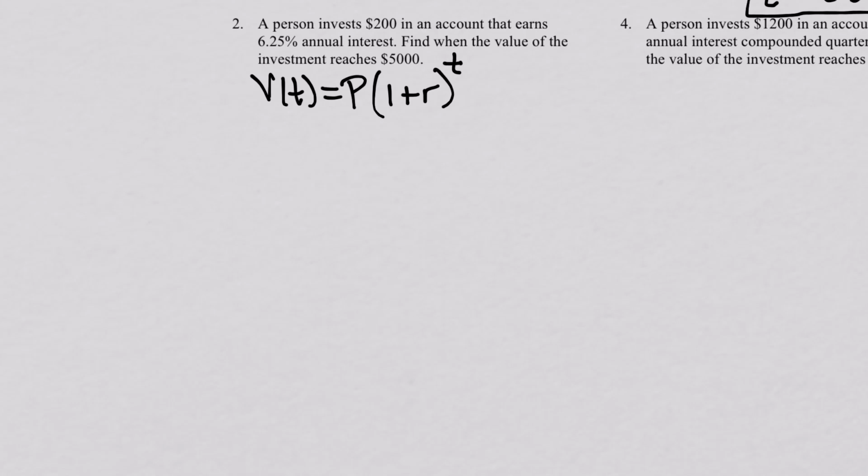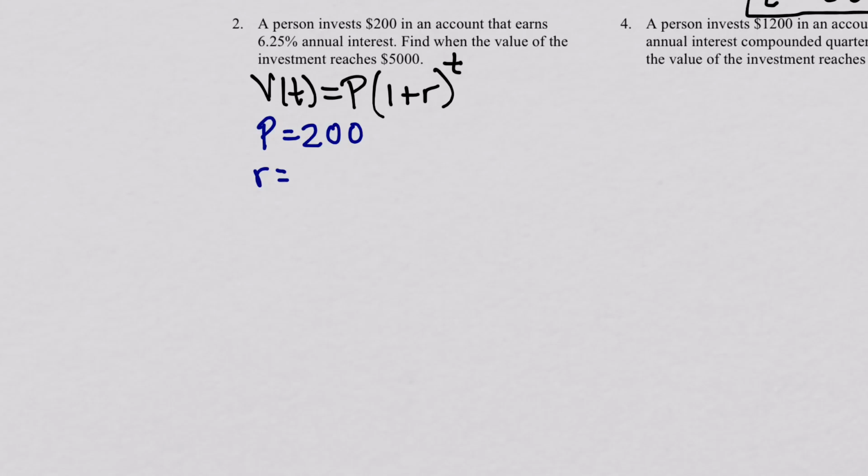I need to look at my problem and figure out all of the different variables that I have here. It says a person invests $200. That is the principal: how much you start with, how much you invested, that's your principal, 200. 6.25% annual interest, that's R. It looks like it's in decimal form, but it's not. It's in percentage form, so you have to turn it into a decimal by moving the decimal over twice.